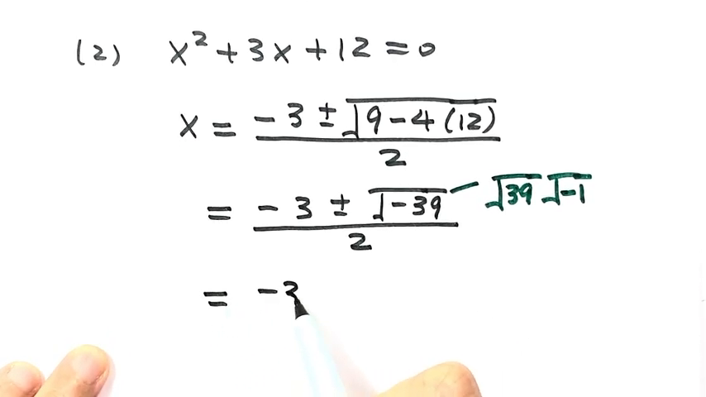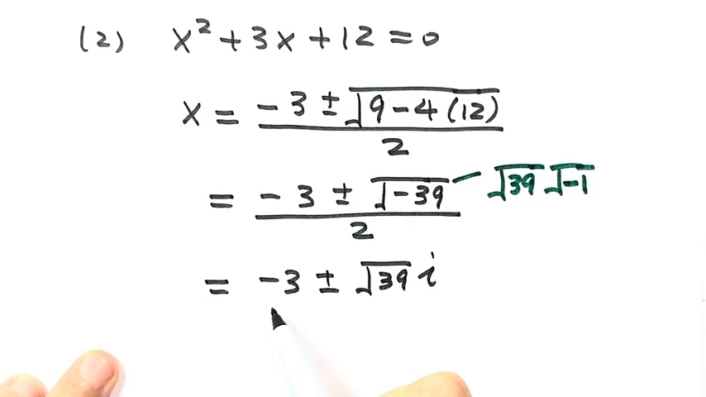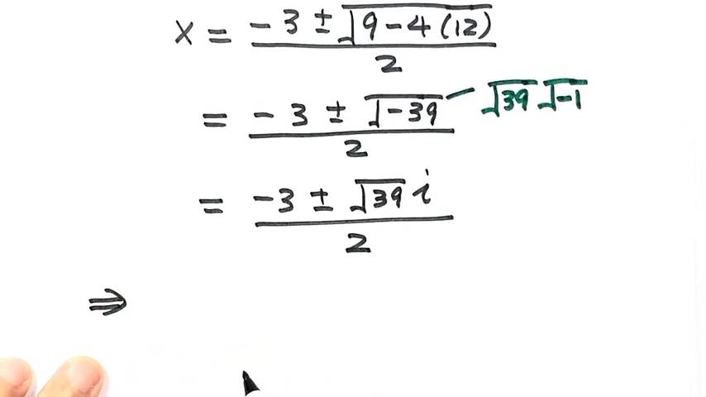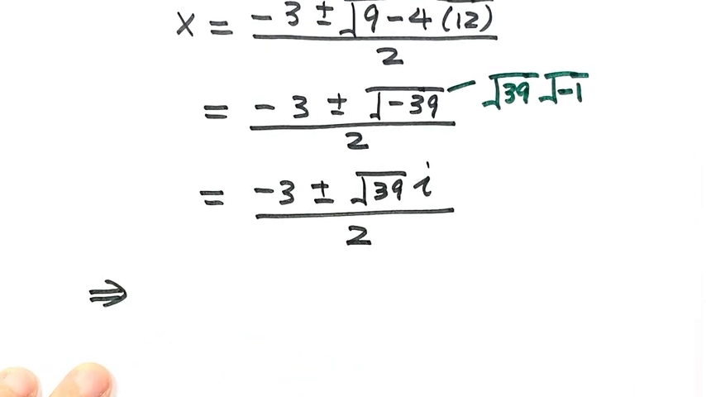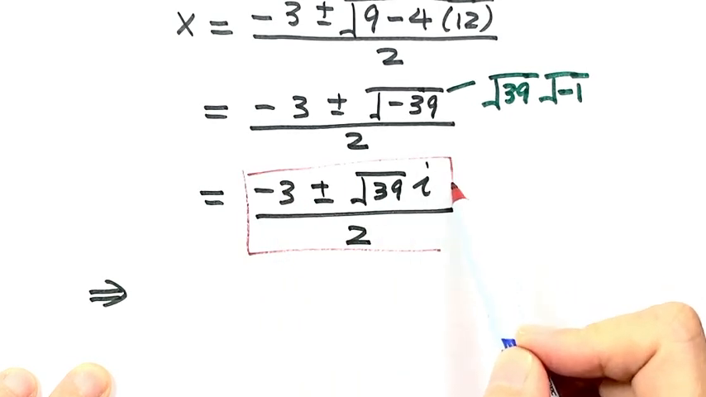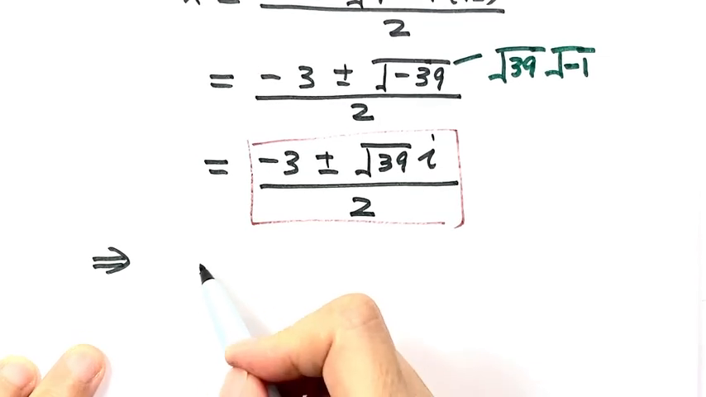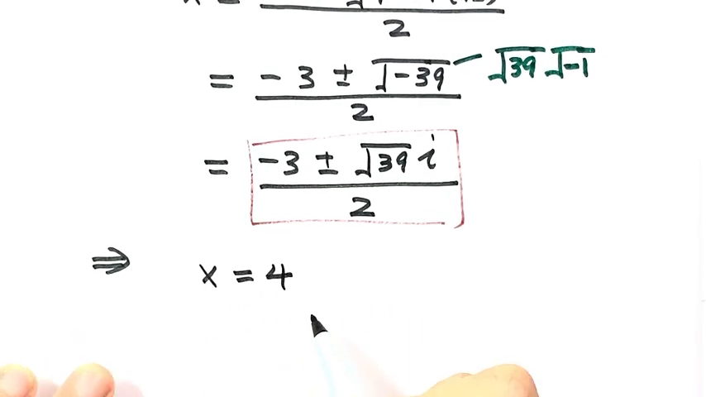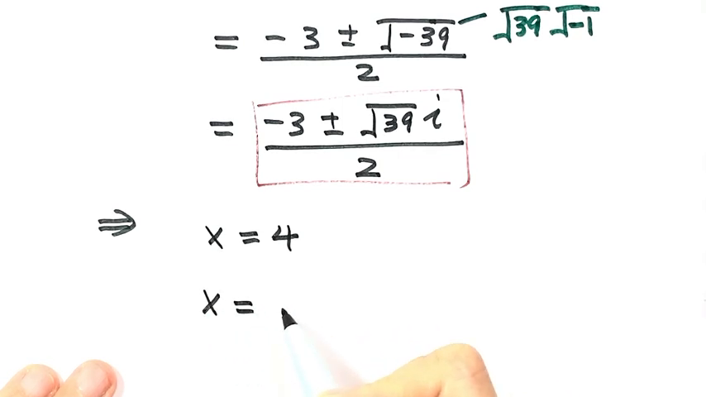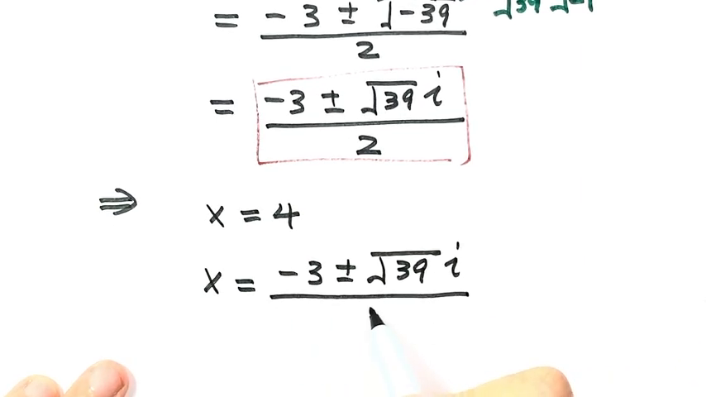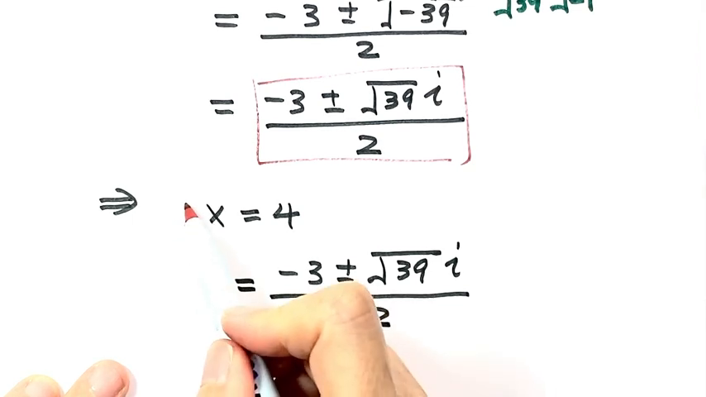So then we have the other two solutions. So totally we have 3 solutions. So this is the second, third solution. Then put them together. So solutions of this equation, x equals 4, then x equals negative 3 plus minus square root 39i divided by 2. So we have 3 solutions.